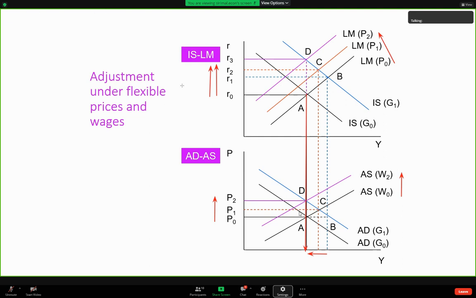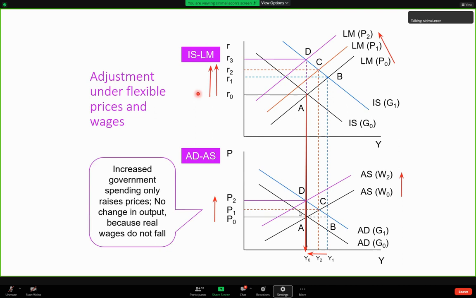Classical idea. So what is our conclusion then? Increased government spending only raises prices. Prices mean the price of commodities, the price of money, and the price of labor. No change in output because real wages do not fall. Real wages remain the same.